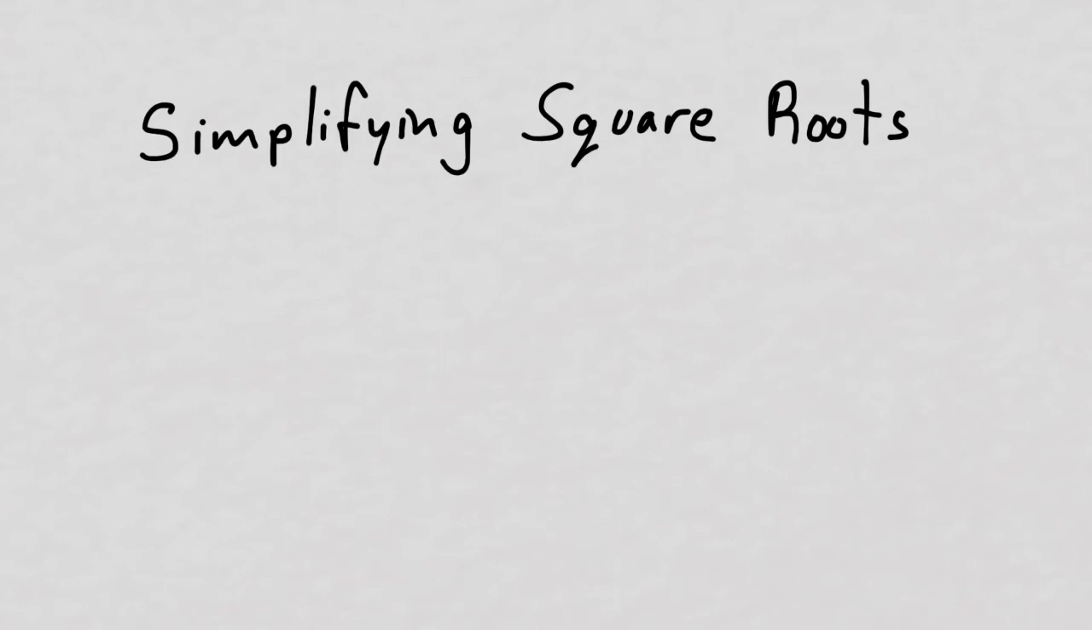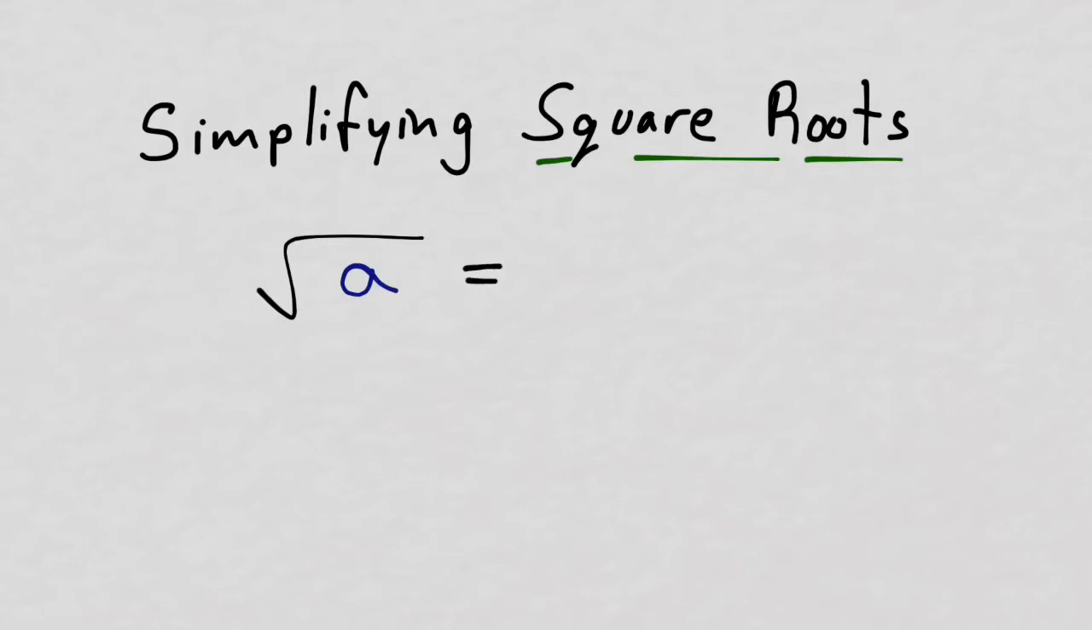In this video, I'd like to talk about the process of simplifying square roots. So first, let's talk about what is a square root. The square root of an expression is the value that if I multiply that with itself, I get the expression. So if the square root of a happens to equal b, then b times b multiplied with itself will equal a.